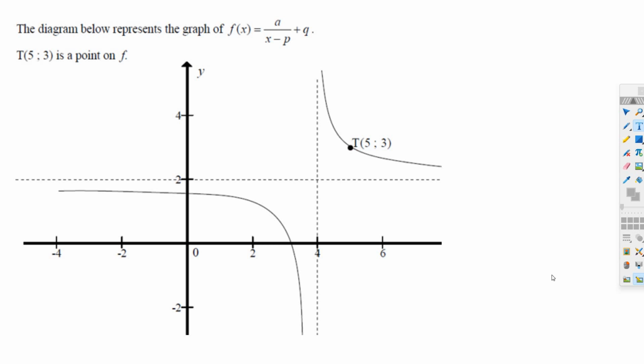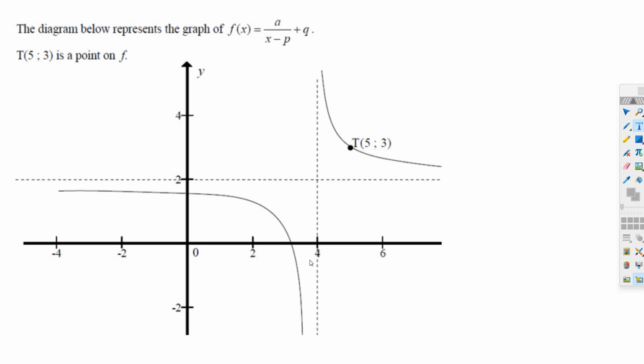Okay, let's try this function question. They tell you that you're looking at the graph of f of x equals a over x minus p plus q. Well, you've got to know what a hyperbola is. But hey, what they've given you is this line, y equals 2. That's the horizontal asymptote, and the horizontal asymptote is y equals whatever q is. So that q must be 2, you see?